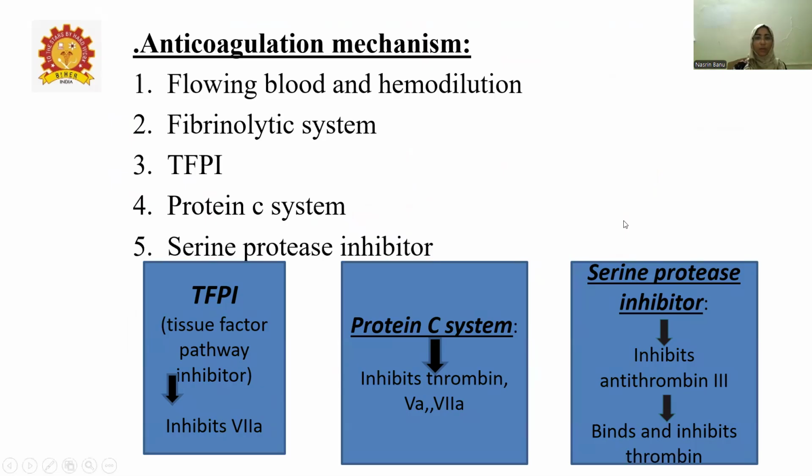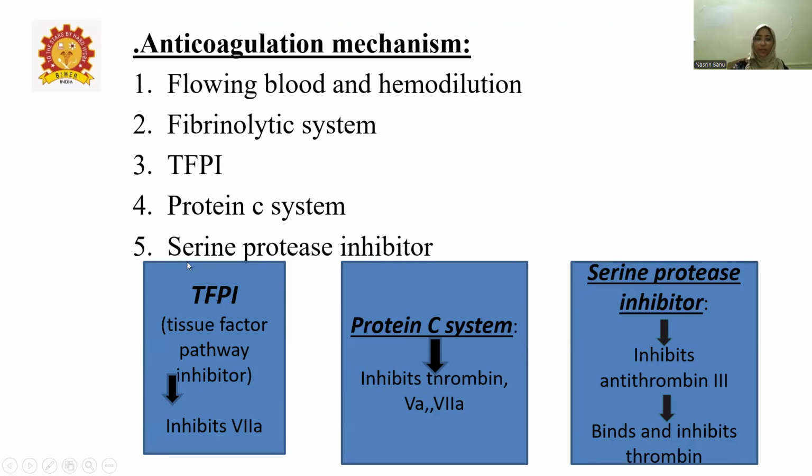Now we have seen what is coagulation. We have to see what is the anticoagulation mechanism. For flowing blood, what are the anticoagulation mechanisms? Flowing blood and hemodilution, fibrinolytic systems, tissue factor pathway inhibitors, protein C system, and serine protease inhibitor.